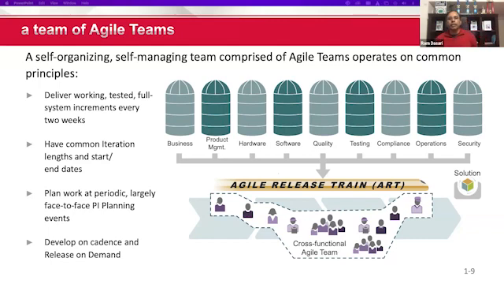The key intent is they need to develop on cadence, the 2-week increments, and then release the value to the customer on demand. What it means is when you're deploying into production, you're deploying with toggle switches off. And when you're releasing it to the customer, you'll be releasing with the toggle switch on. So you can release on demand.